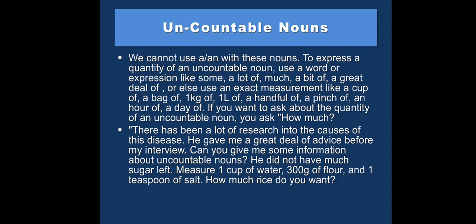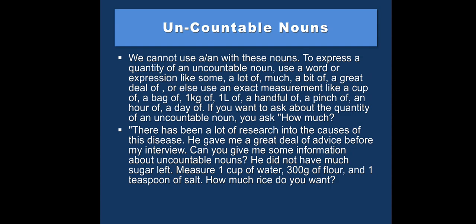So how much? Again, in order to count the uncountable nouns, we quantify something. We need something which can be quantified, which is countable. For example, water. I count water using something like 1 glass of water, 1 jug of water. There has been a lot of research into the causes of this disease. He gave me a lot. Do remember, and I will clarify it later on.